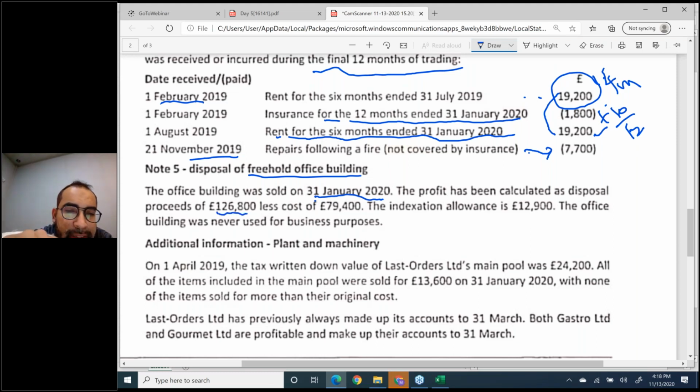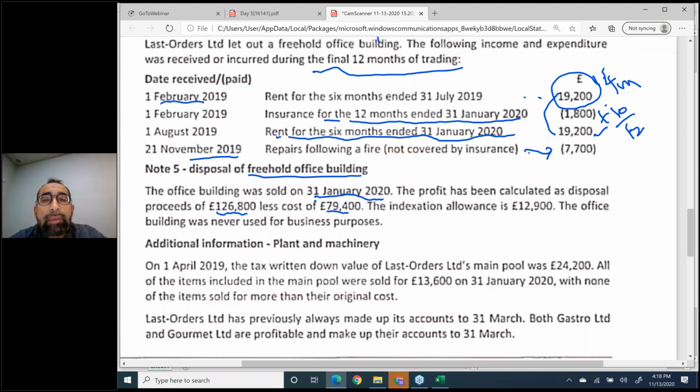This is DP less original cost. I hope you remember, DP less original cost will give you the unindexed gain. Now what is the indexation allowance? A ready-made indexation allowance is given, that is 12,900. So unindexed gain less indexation allowance of 12,900 automatically gives you the chargeable gain. The office building was never used for business purposes, no issue. Still it's a chargeable gain. So a very simple chargeable gain working can be done through this.